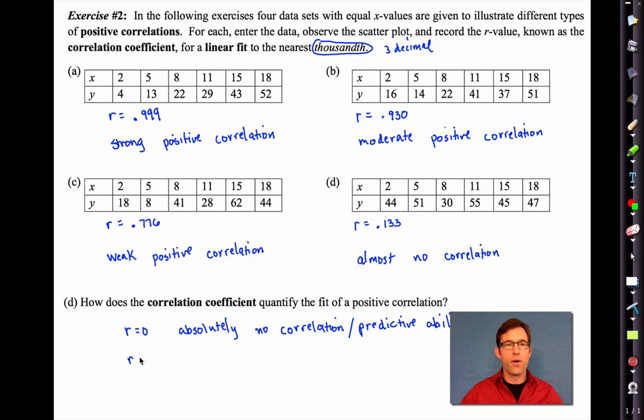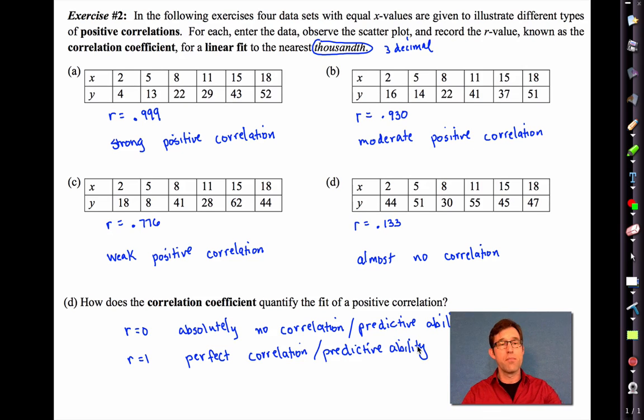On the other hand, if R is equal to 1, it's a perfect correlation. And I'd say predictive ability. So what that means is that everything else, at least with positive correlations, lies in between. The closer you are to 1, the better the equation will do predicting your data. The closer you are to 0, the less you should trust it. All right? All about the R value.